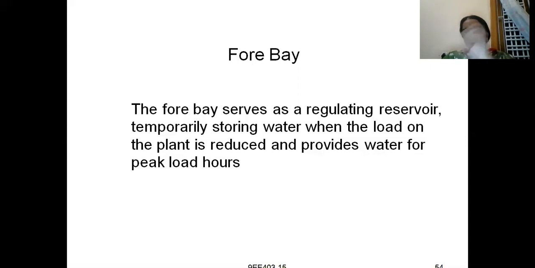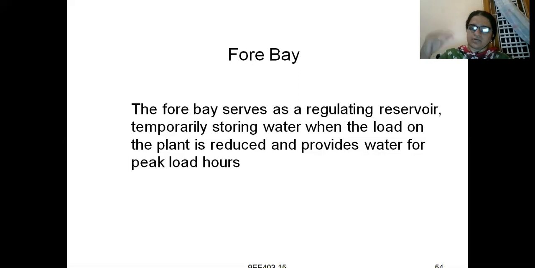Suppose suddenly the demand is reduced, they reduce the load. What they do is, from the dam the water doesn't need to go back to the reservoir. From the dam the water will come and get stored in the forebay. It will be like an emergency need. Whenever more water is required, from the forebay some water will be sent to the dam.